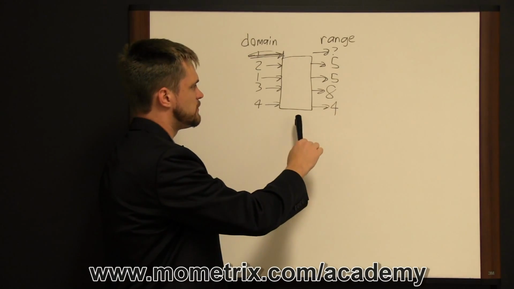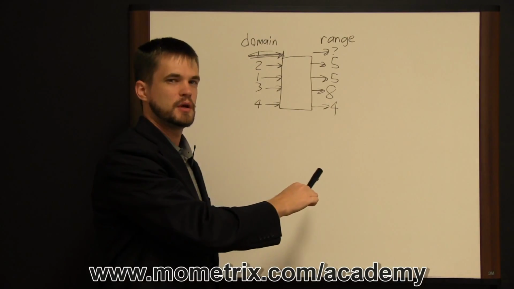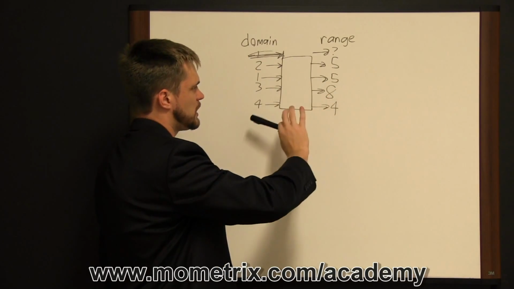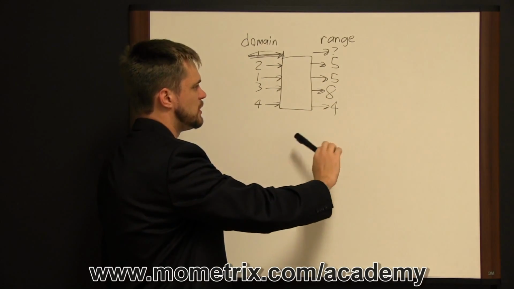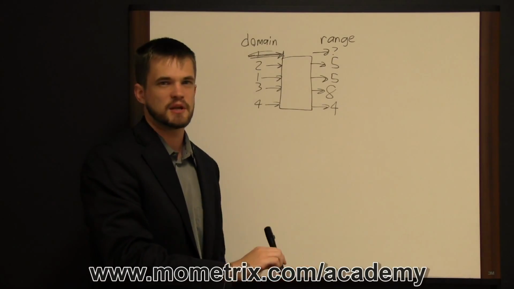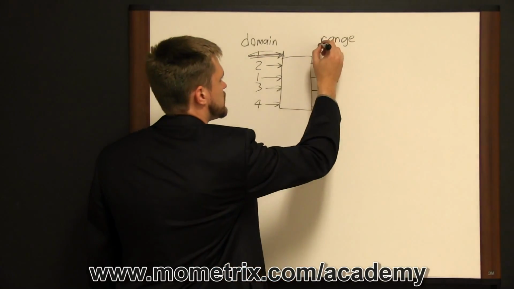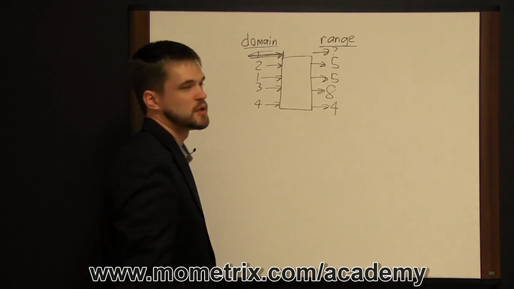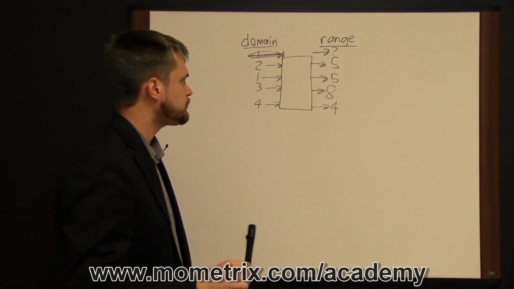Some functions won't give you negative numbers for an output. And so if the function can give you an output of all real numbers except negative numbers, then your range is going to include only those positive numbers that the function can put out.